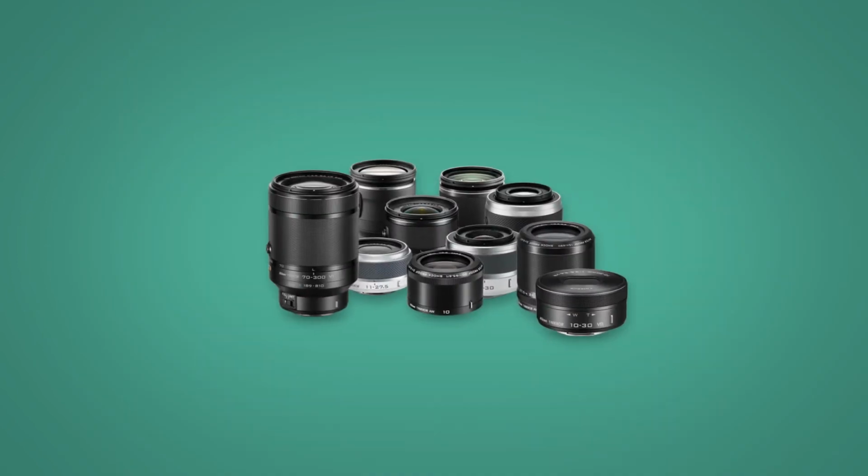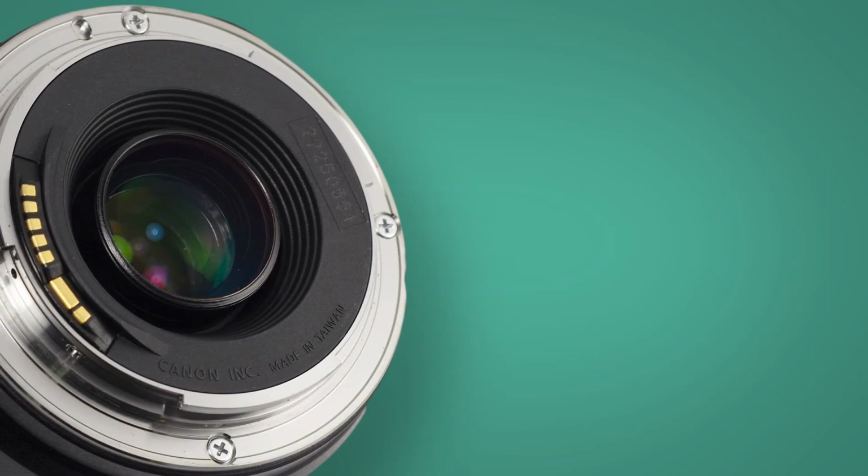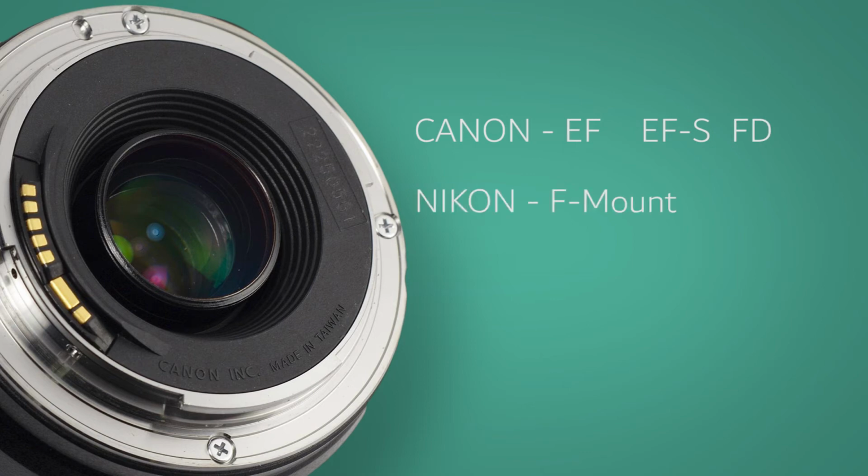Next is the type of lens you're using. This one's pretty simple. A lens that lets you zoom is called a zoom lens, and a lens that doesn't let you zoom is called a prime lens. Finally, the lens mount type. Sadly, not every lens mounts on a camera the same way. If you're using a camera made by Canon, all of your lenses are either EF, EFS, or FD. Nikon uses F-mount lenses, which work all the way back from the 60s.